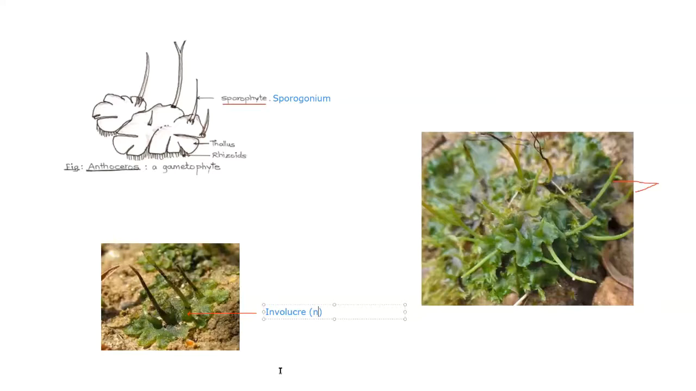When they are young, they are comparatively more greenish. And remember, they act as a partial parasite. Why partial parasite? Because they are green in color, they can do photosynthesis, but at the same time, they have a foot-like structure due to which they have to absorb water and minerals from the gametophytic tissue.